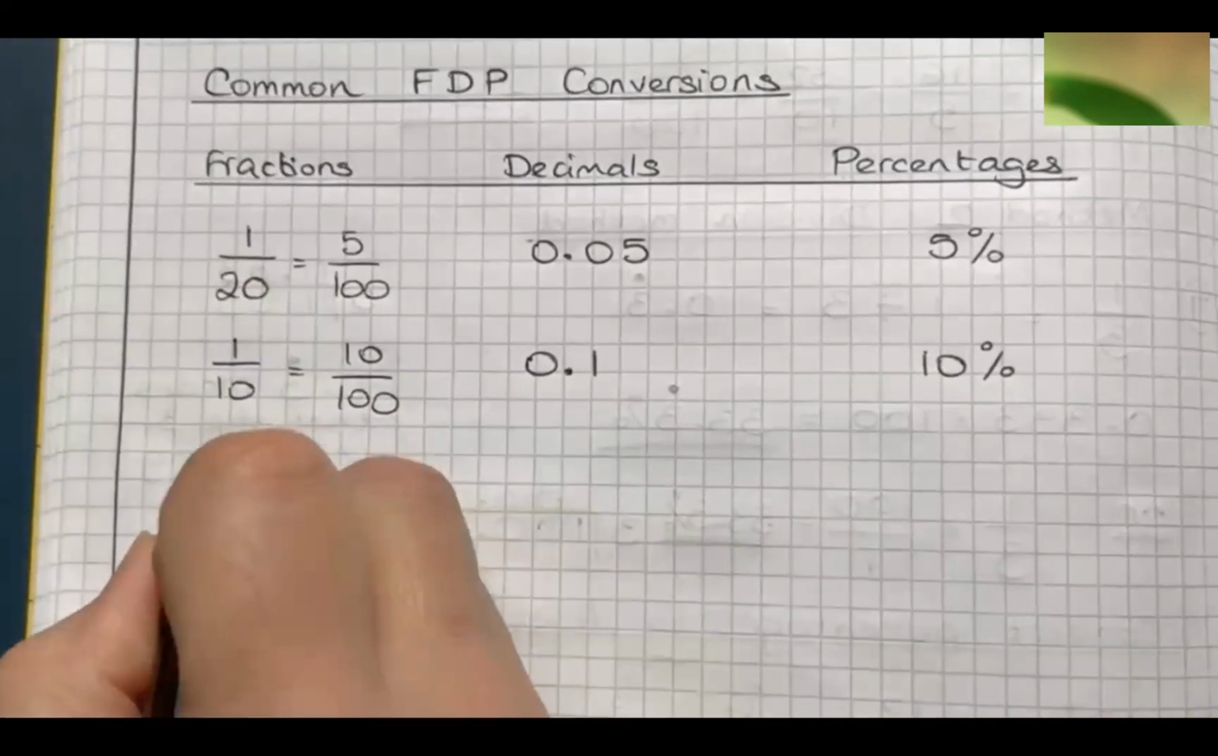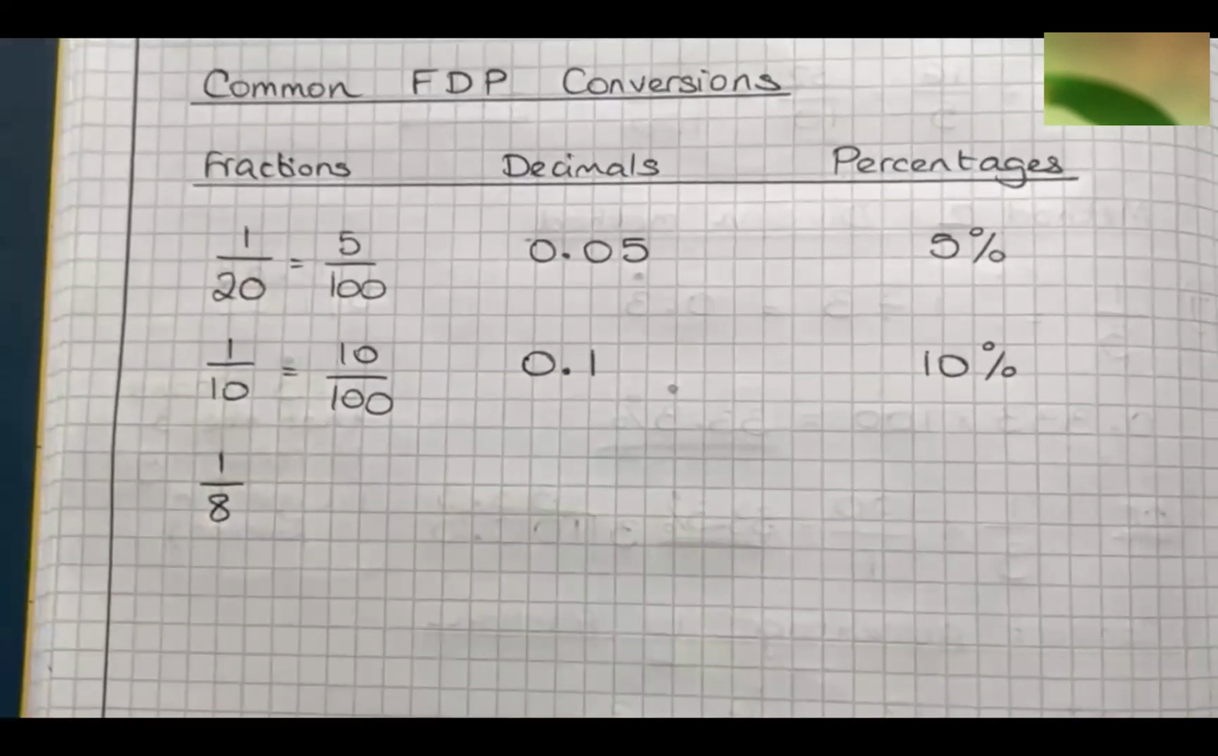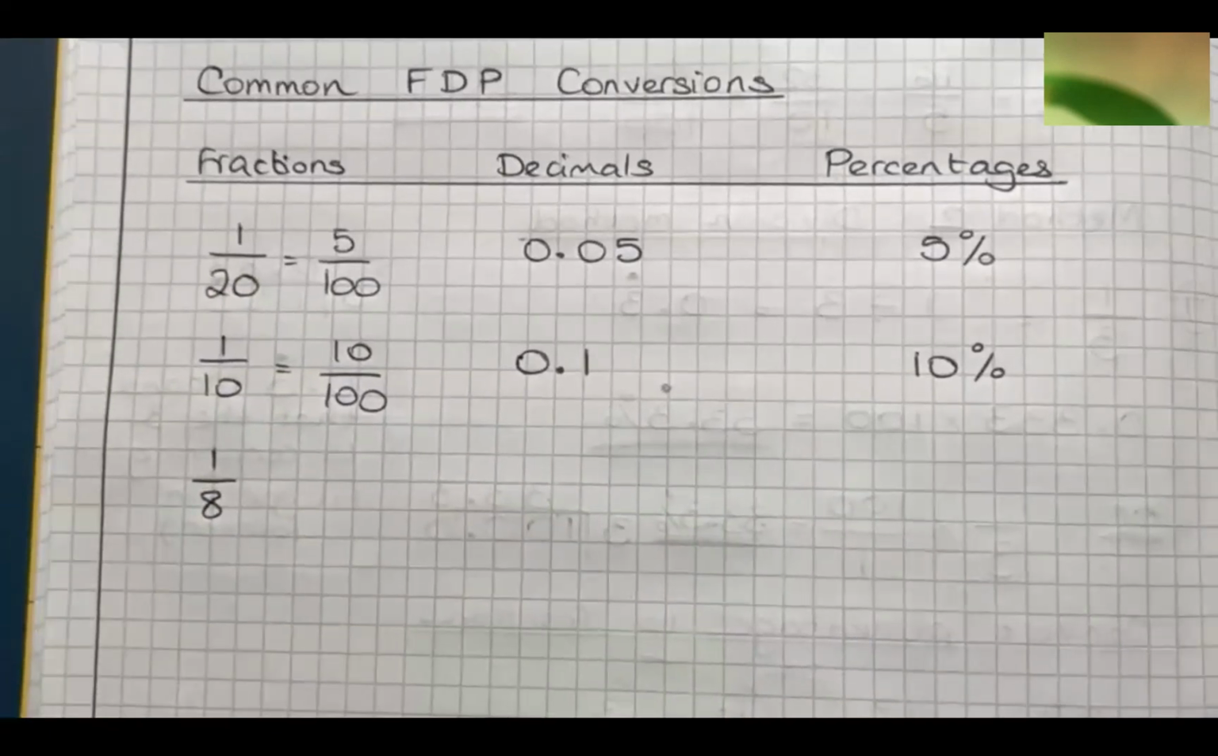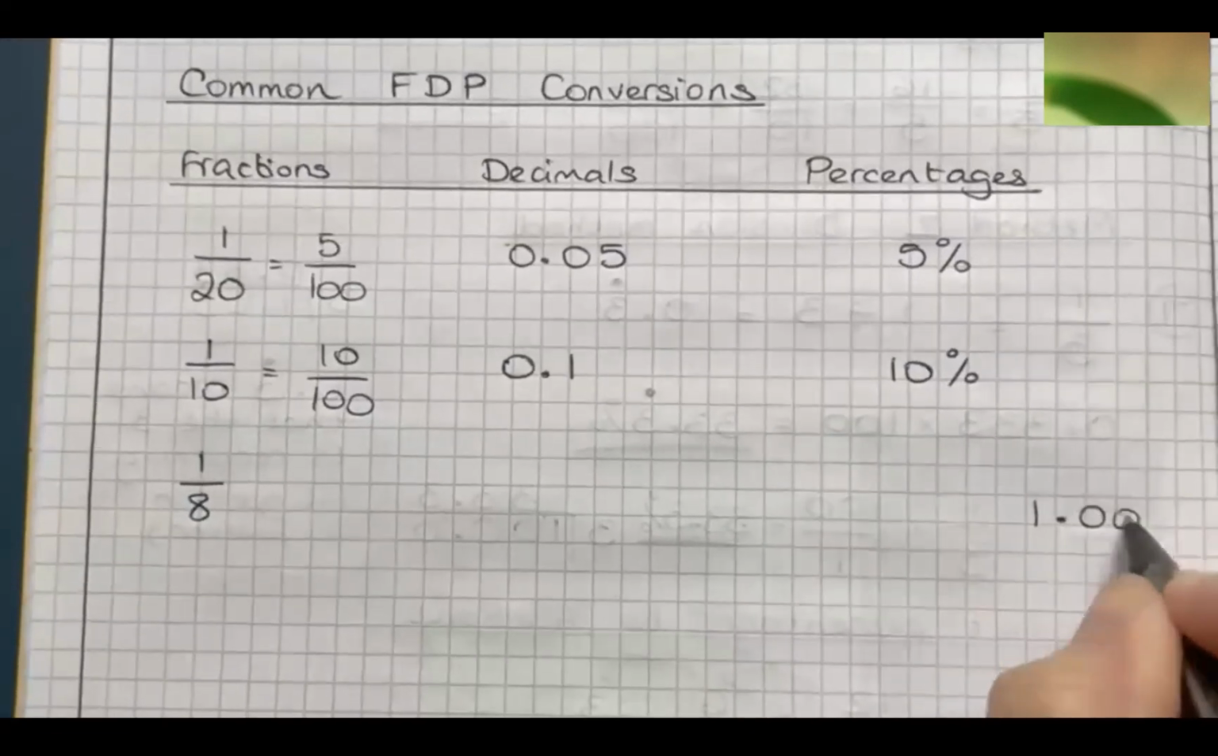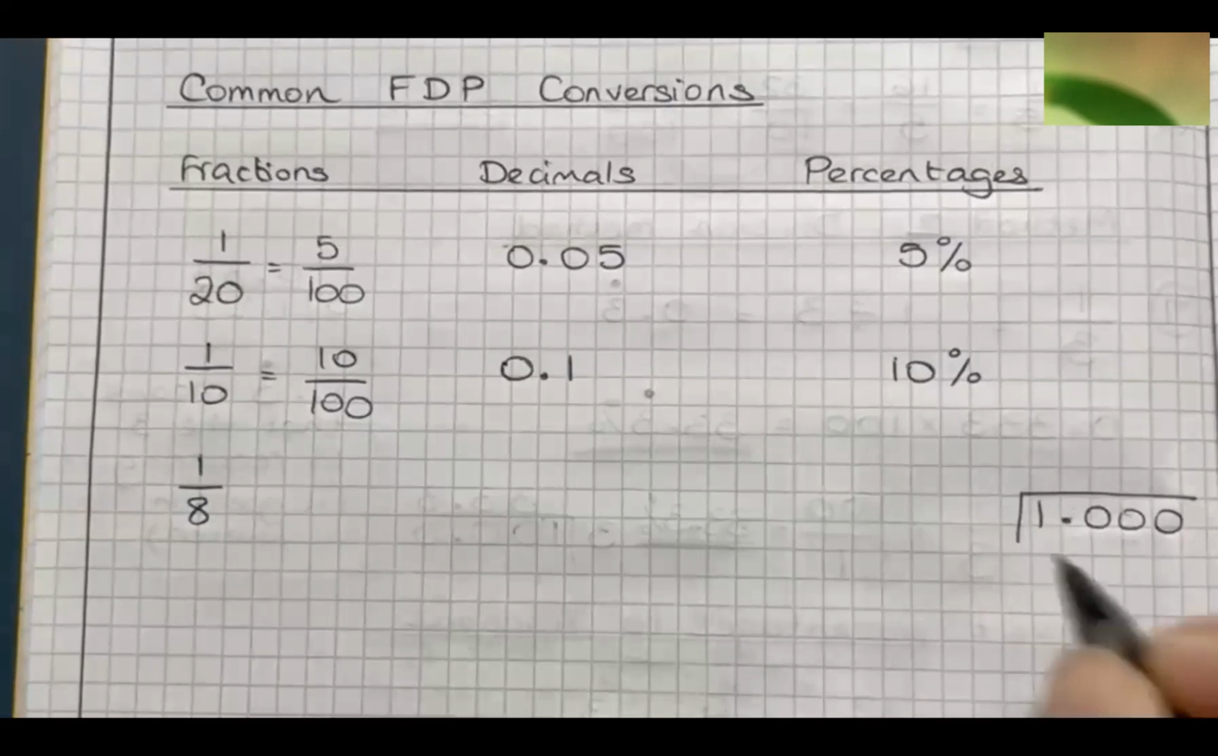Let's look at 1/8. Now for this calculation, I would use a quick bit of short division. So I'd say I've got 1, and I'm dividing it by 8.